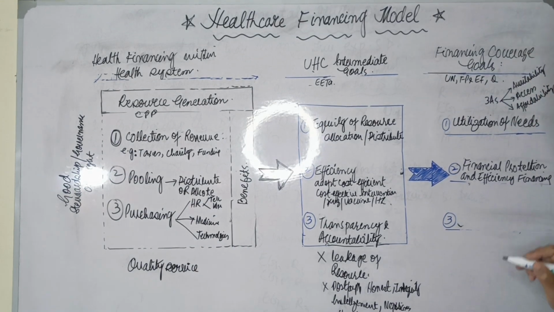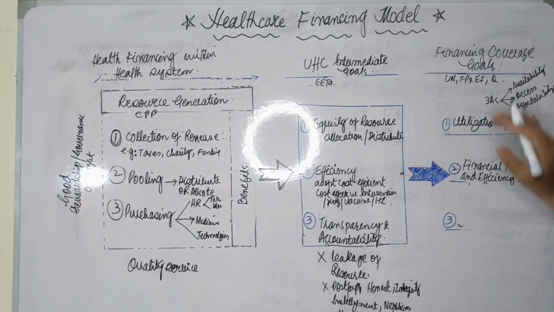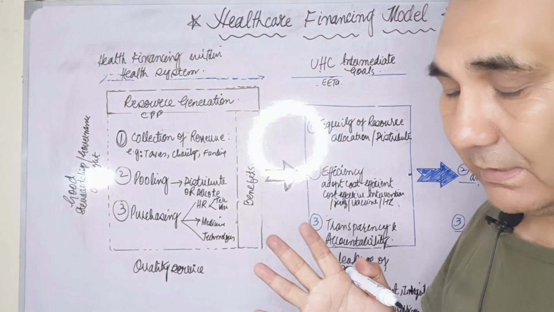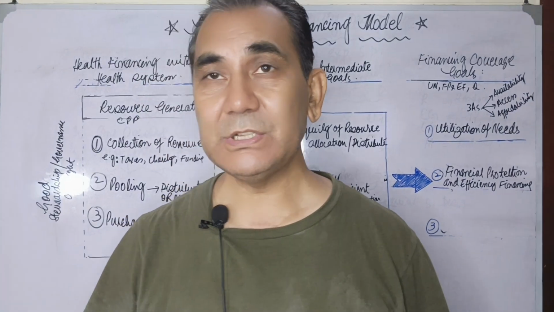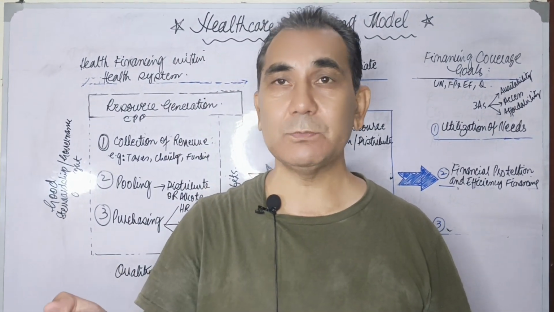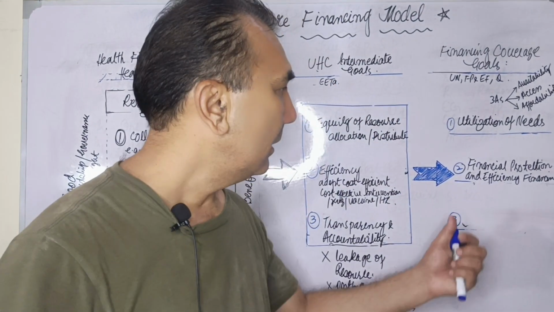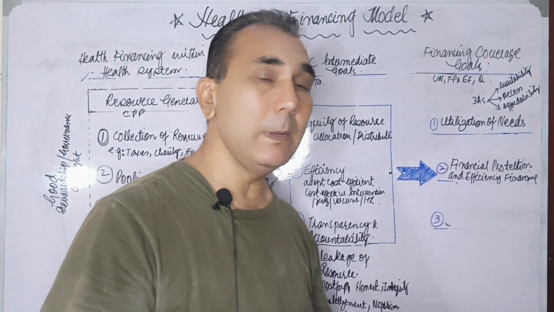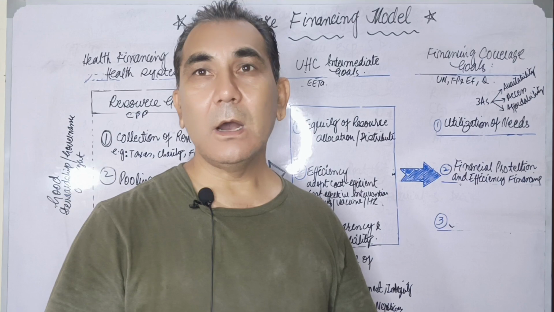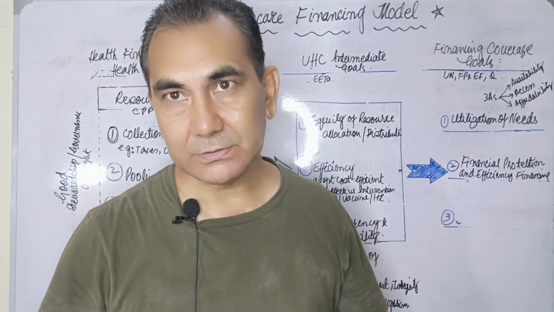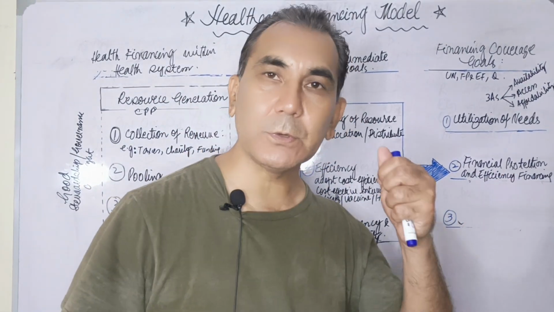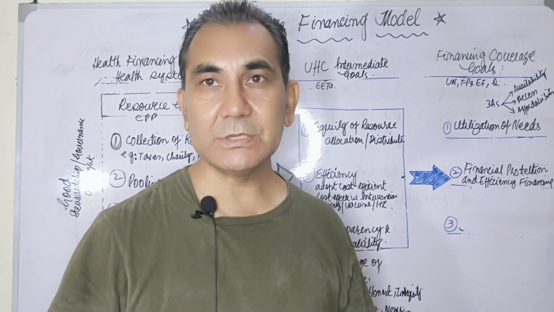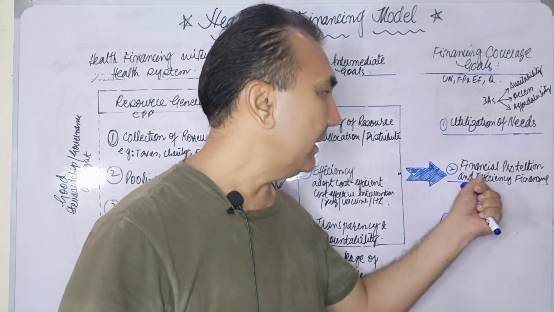This is the very major and key components of the financial coverage goal. Whenever the healthcare services are provided by the healthcare system to their community and the people, whenever they access the healthcare services, they will not fall into hardship from health expenditure. This is the healthcare financing protection model, the financial health protection mechanism.